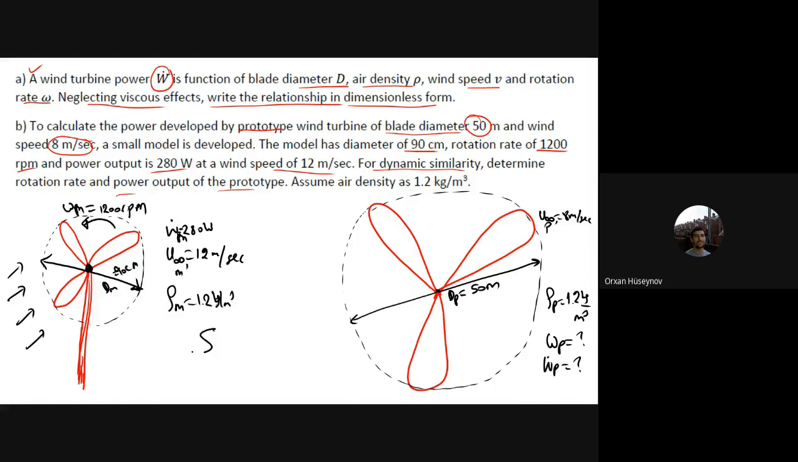So these are similar. If they are similar, then we can use the Buckingham pi theorem, and by using it we can find the similarity ratios. Then from those similarity ratios, as well as the dimensionless variables, we can find the power of the prototype, the real one, and the omega of the real one. Now let's do it. I will go back to the first part of the question, which is A, and then come back again to part B. So, the Buckingham pi theorem.